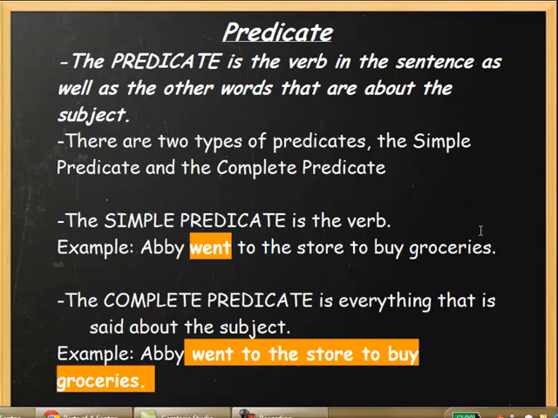The complete predicate is everything that is about the subject. So Abby went to the store to buy groceries. Went to the store to buy groceries is the predicate.